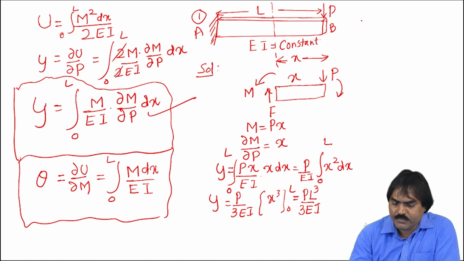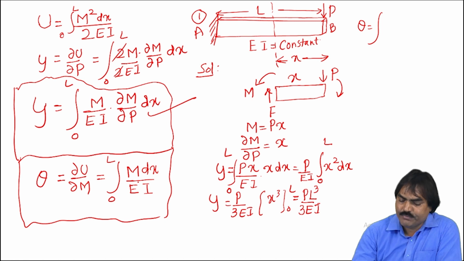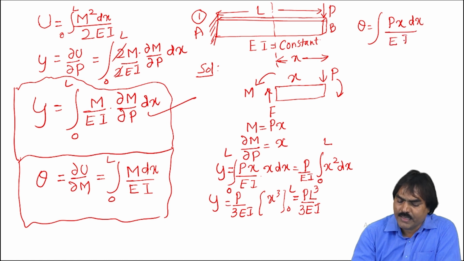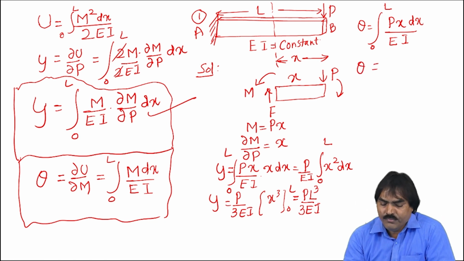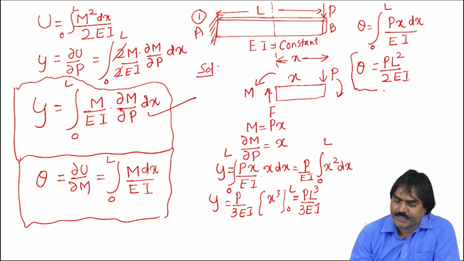Then what is the slope? The slope is given by integration of M by EI into dx. M is P into x, dx by EI, 0 to L. When you carry out this integration, x integration becomes x square by 2. When you substitute the limits, you will get PL square by 2EI. We have seen the same answers by the double integration method also. Okay.